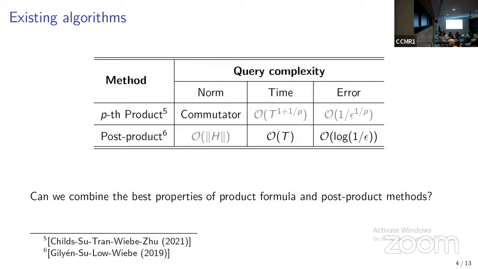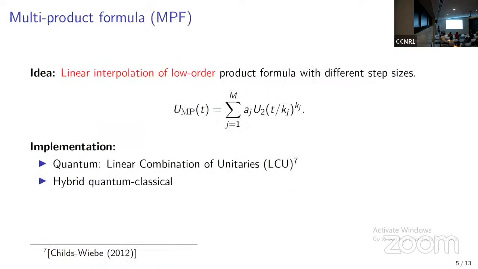And then now we can see by this comparison a trade-off between this standard product formula and many of the post-product methods. Then here comes a very natural question: can we really combine the best properties of these two different categories of methods? That is, can we really have a quantum algorithm which can have this commutator scaling that explores the locality of my problem, as well as optimal or at least near optimal time and error dependence? And this is the method that I would like to discuss in today's talk, which is exactly the so-called multi-product formula.